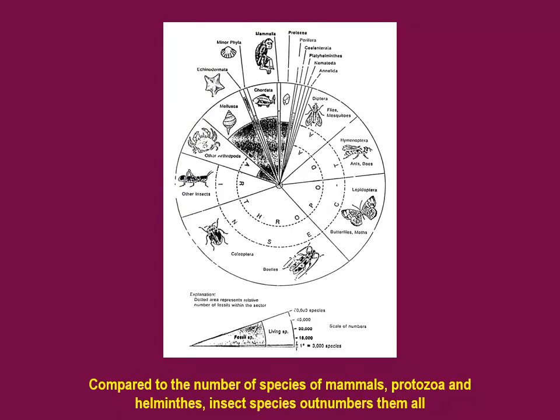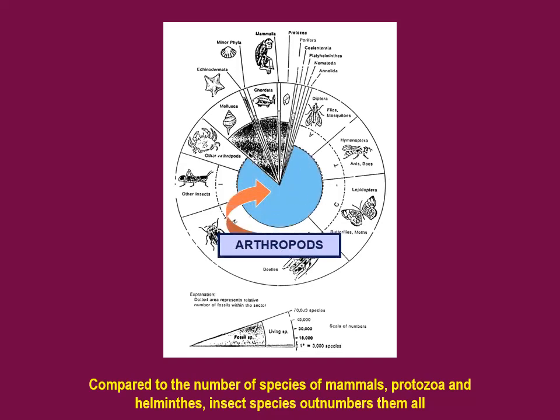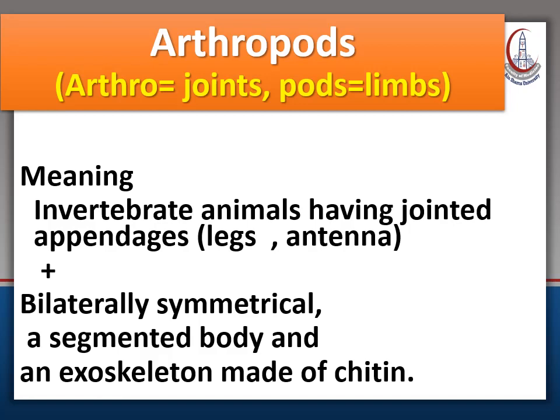Compared to the number of other species of living creatures, mammals, protozoa, helminths, the insect outnumbers them all. In fact, most of our planet is occupied by members of this phylum Arthropoda. Arthropods consist of two parts. The word arthro meaning joints, pods meaning limbs. So these are the invertebrate animals having jointed appendages. These appendages may be legs or antennae.